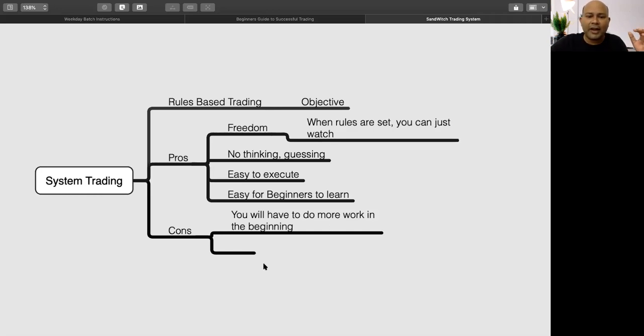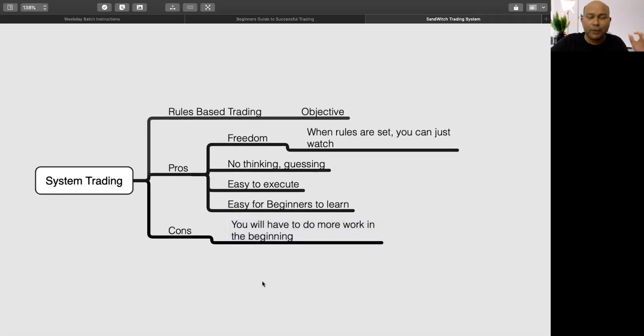Cons are you will have to understand the system, build the system, and backtest the system a little bit. Some of them can be backtested, some of them cannot, but that's how life is. You will have to be okay with some things and not okay with some things, and then move on. So you'll have to do a little more work in the beginning.